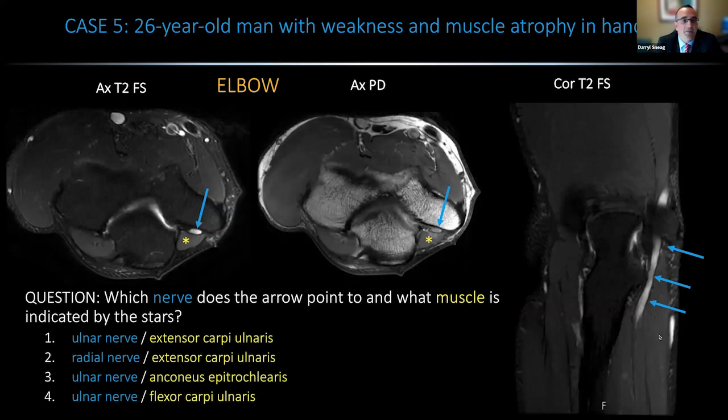Let's move on to case 5. This is a 26-year-old man with weakness and muscle atrophy in the hand. The question is, which nerve does the arrow point to, and what muscle is indicated by the stars? So the top left is an axial T2-weighted fat suppressed sequence, proton density, and then we have a coronal image. The answer options are ulnar or radial nerve, and then you have to pick the muscle. Is it the extensor carpi ulnaris, the anconeus epitrochlearis, or the flexor carpi ulnaris?